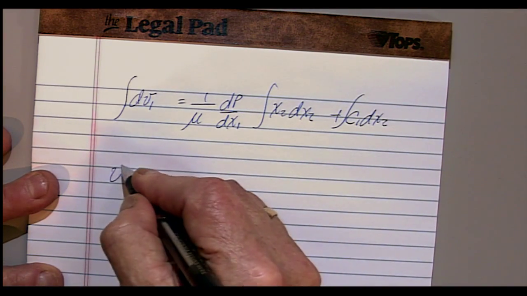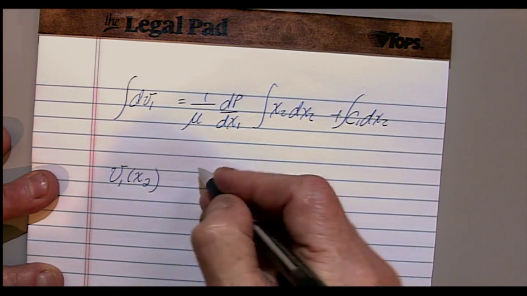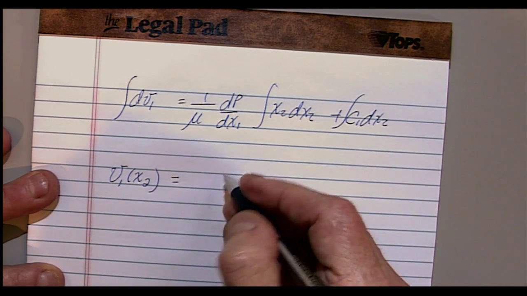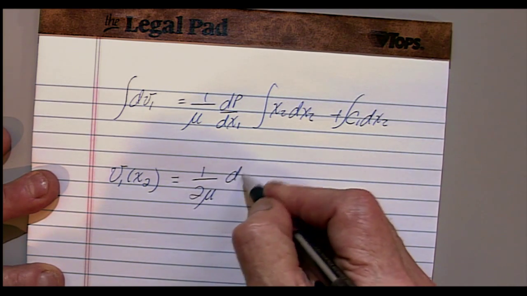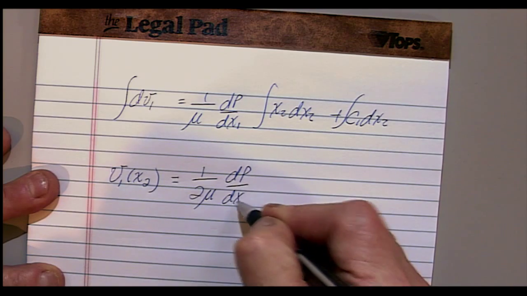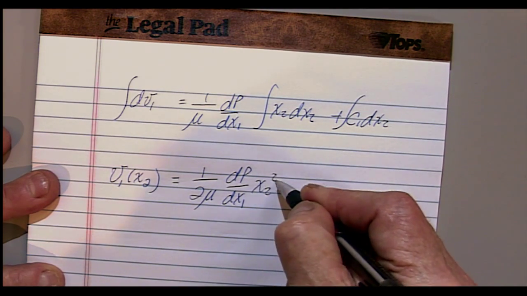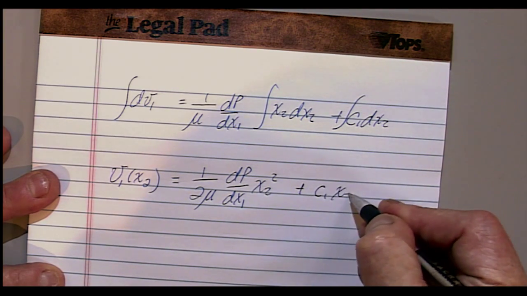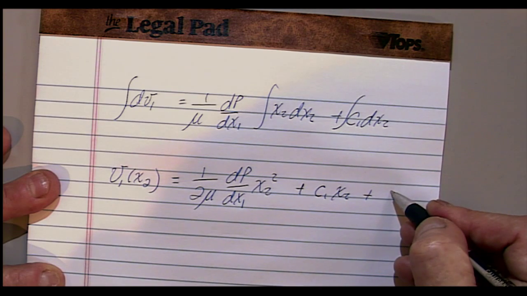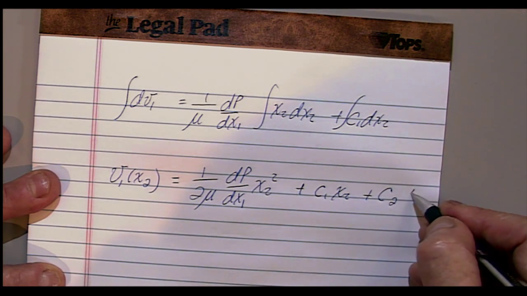And if I do that, I get the velocity in the 1 direction as a function of vertical position x2. It's just equal to 1 over 2 times viscosity times the pressure gradient times x2 squared from the first integral, plus c1 times x2, plus the second integration constant c2. And I'm going to call this equation 4.